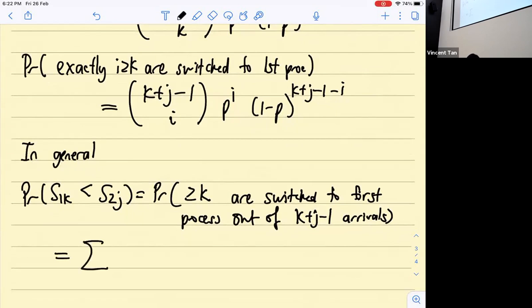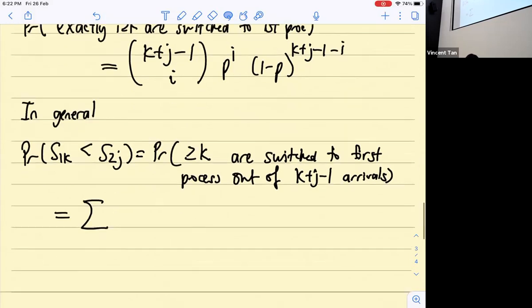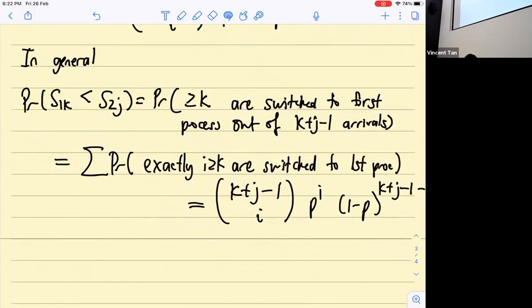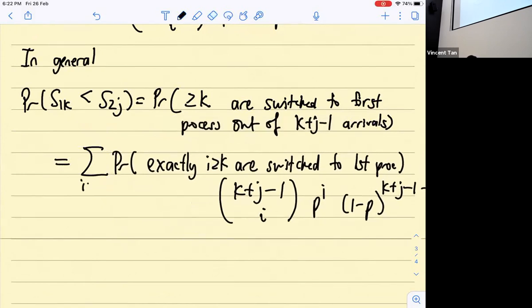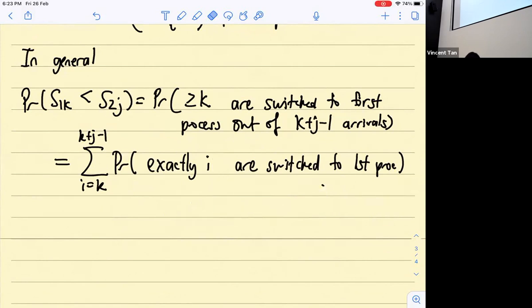So this is nothing but, okay, I will sum up. I will look at this equation of mine. What equation? This one. Okay, exactly I greater than K. So what's happening here is this, and I will sum up from I running from K to K plus J minus 1. Probability of exactly I, we don't need this, are switched to the first process. Right? So that is basically splitting up what this expression means.